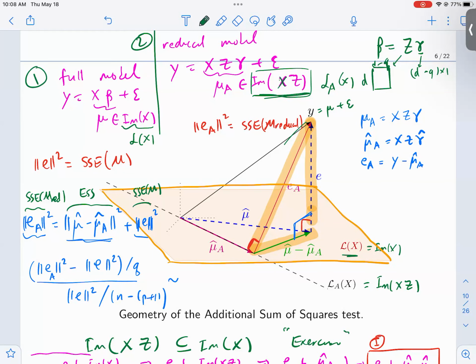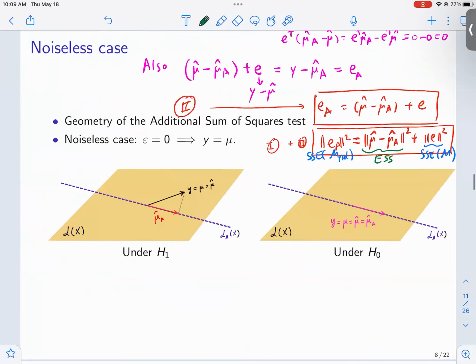Suppose that when I reduce y, this is going to be my mu. Then everything collapses to each other. So this mu hat would be the same as this, and this dimension also goes away. So under the reduced model, y is equal to mu hat is equal to mu hat A. All the errors are 0, so everything is on top of each other. So that's basically this picture. So if y is equal to mu on this image of X, mu would be equal to mu hat is equal to mu hat A, and E and EA are going to be 0 if the noise is not there.